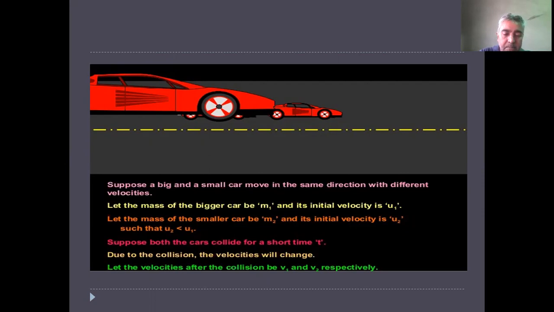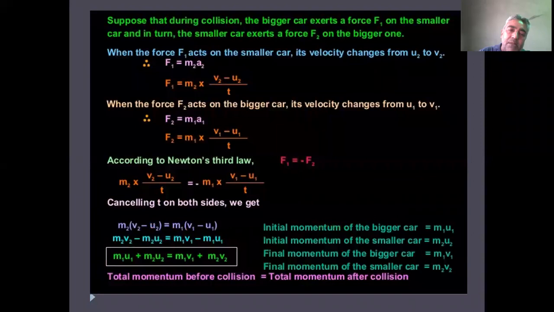Suppose both the cars collide for a short time t. Due to the collision, the velocities will change. Let the velocities after collision become v1 and v2 for the bigger car and smaller car. Suppose that during collision, the bigger car exerts a force F1 on the smaller car, and in turn, the smaller car exerts a force F2 on the bigger one. When the force F1 acts on the smaller car, its velocity changes from u2 to v2. F1 is equal to m2 a2.